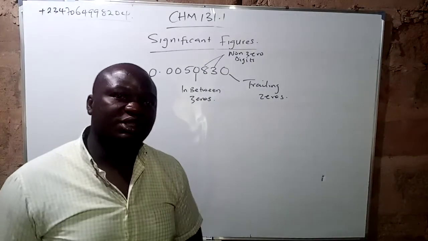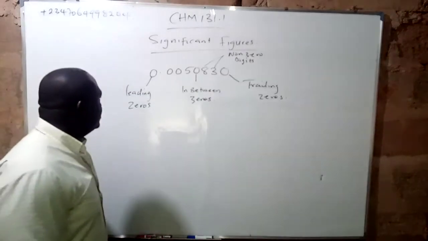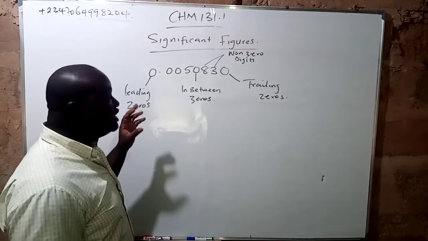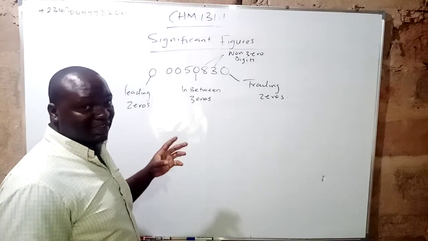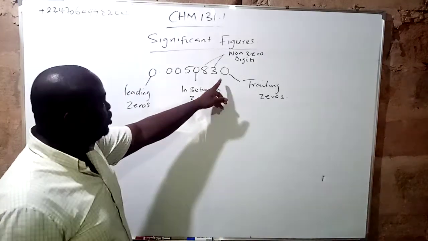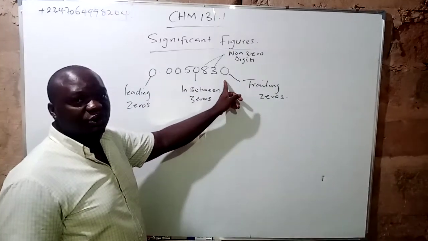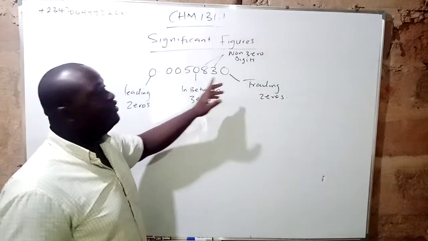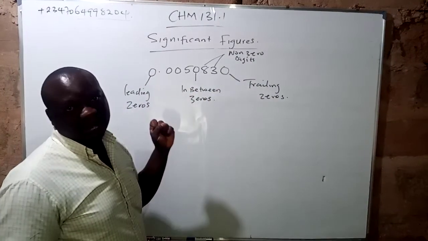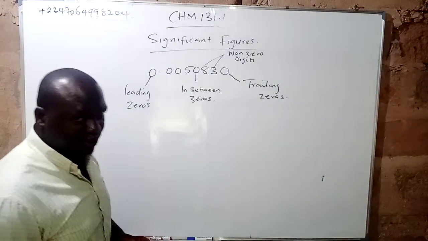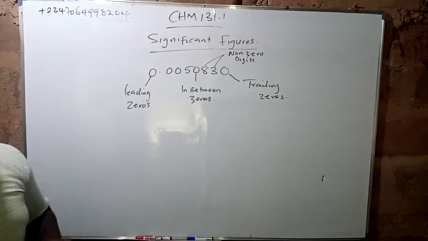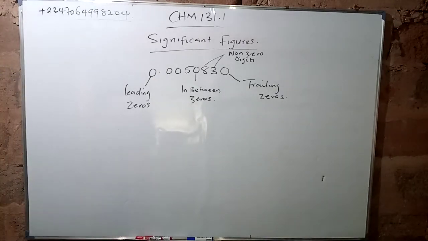I want you to know something. It's very important. Under significant figures, the trailing zero, we only count it if there is a point. And if there is no point, we cannot count the trailing zeros. In the course of this video, by the time I start giving you examples, you will start understanding what I'm saying.